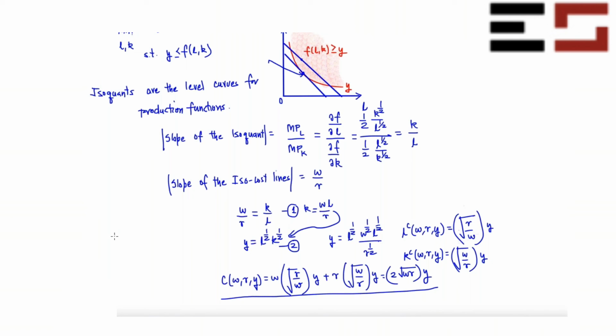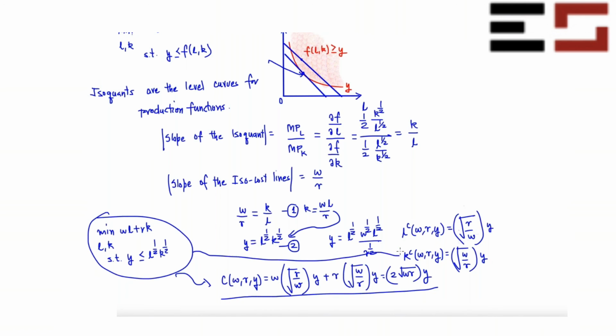So notice that this is basically the optimal cost when we solve this problem: minimize WL plus RK with respect to L and K subject to Y less than or equal to L^(1/2) K^(1/2). When you solve this problem, this is what you get, and these are the solutions. This is the optimal value of the objective.